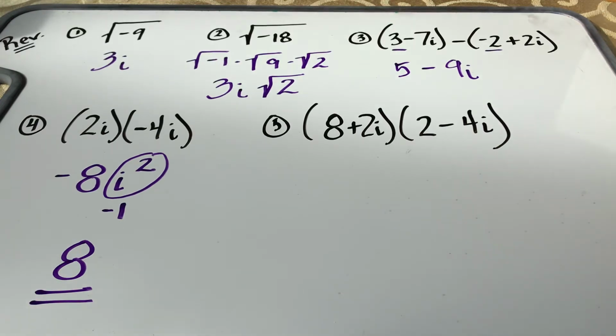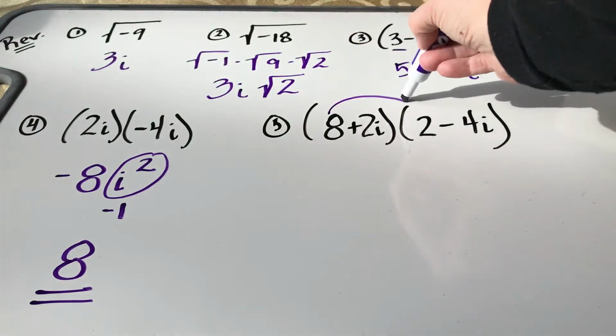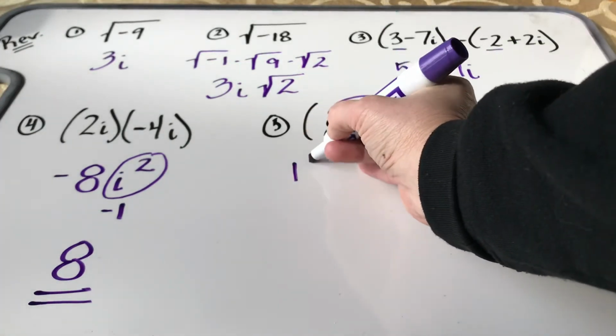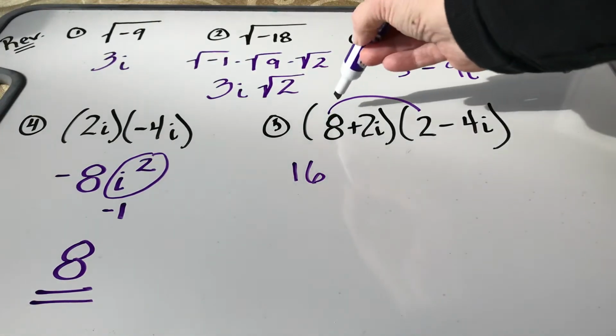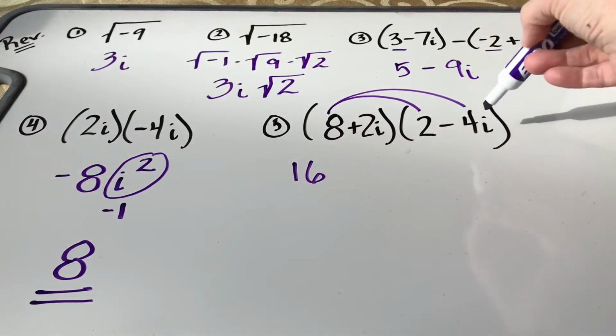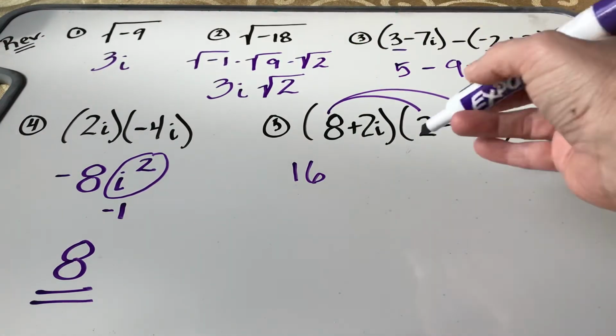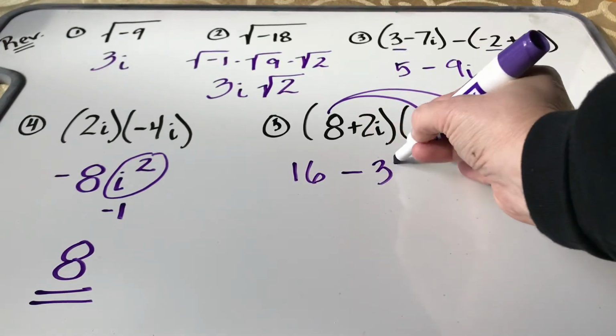And then the last one is multiplication again. This time I'm multiplying two complex numbers. So this is going to involve some FOIL. Or if you prefer the box method, you are always welcome to do that. With FOIL or the box method, you have to multiply 4 times. Starting here, we're going to go 8 times 2. 8 times 2 is 16. Then we're going to go 8 times a negative 4i. That would be a negative 32i.